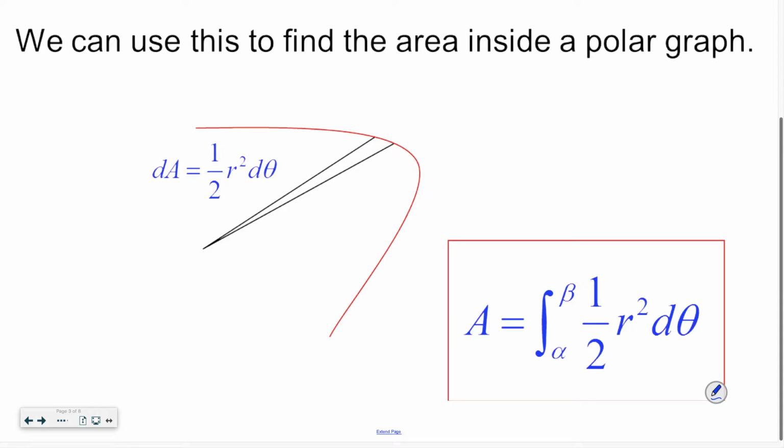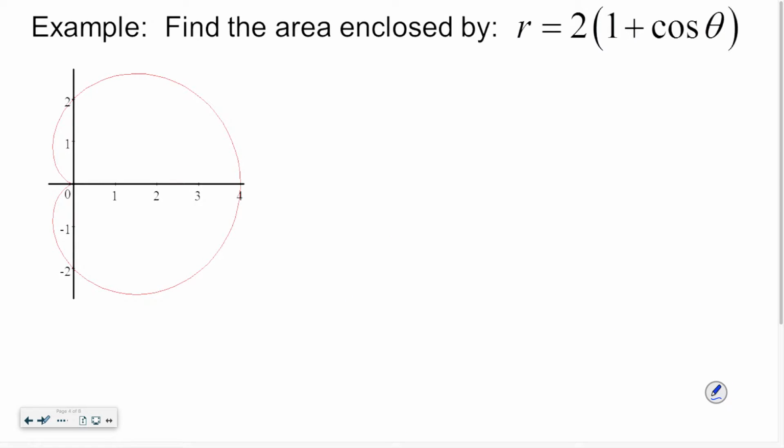The biggest thing is remembering that darn 1/2. Also, this in itself really isn't that bad. What we're going to have to be careful with are our limits of integration. Where do we start? Where do we stop? The good news is a lot of our curves are symmetric, and we can use symmetry to help us have a shorter range and help us with some of our evaluating. All right? So let's just get right into it.